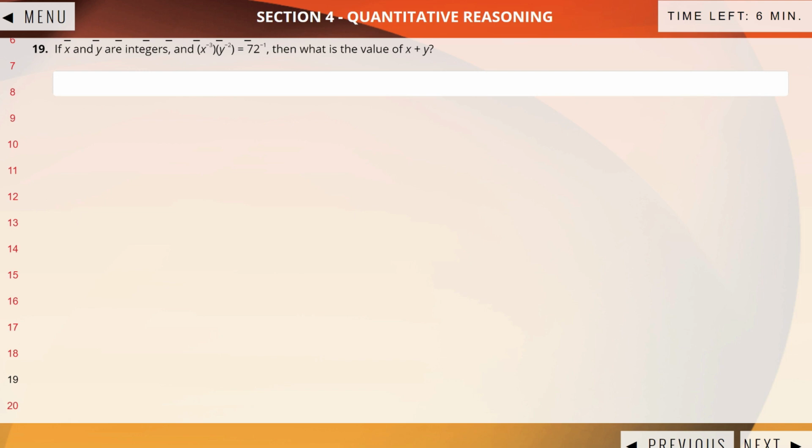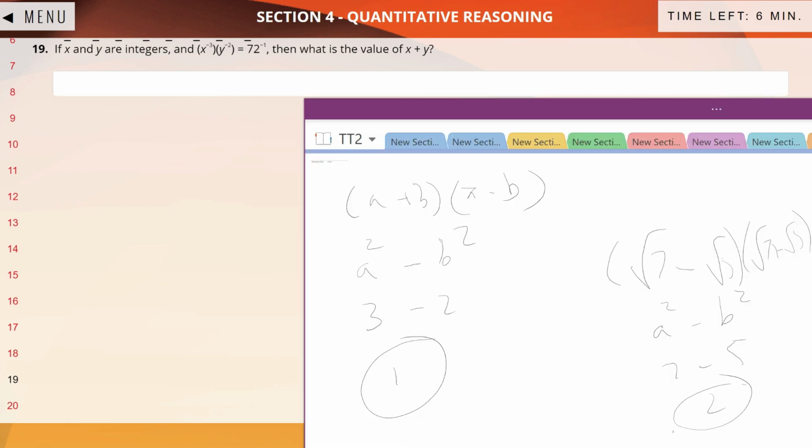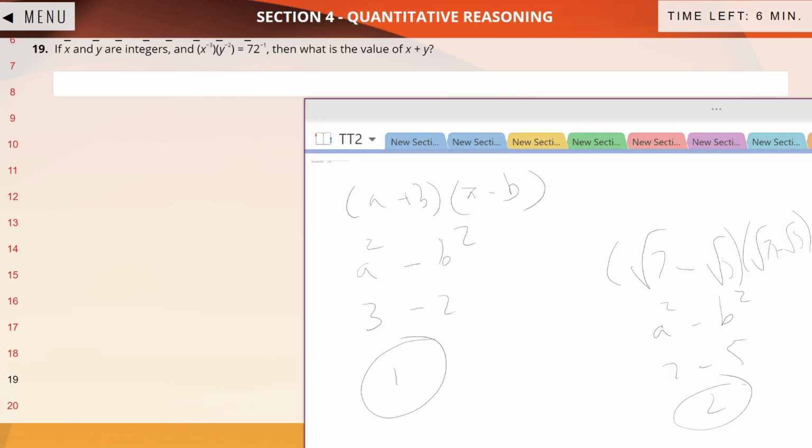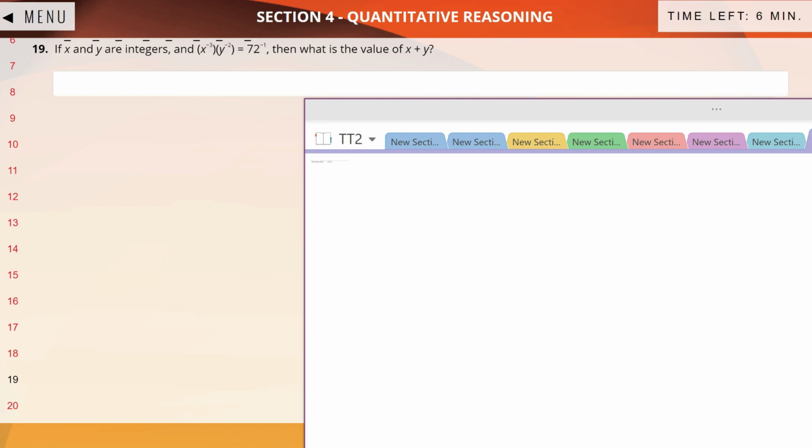If x and y are integers, and x to the minus 3 times y to the minus 2 is 72 to the minus 1, what is the value of x plus y? Well, let's just prime factorize. X to the minus 3 is 1 over x cubed. Y to the minus 2 is 1 over y squared equals 1 over 72. Prime factorizing 72. What is that? 8 times 9, which is 2 cubed times 3 squared. Bit of quick prime factorization there.